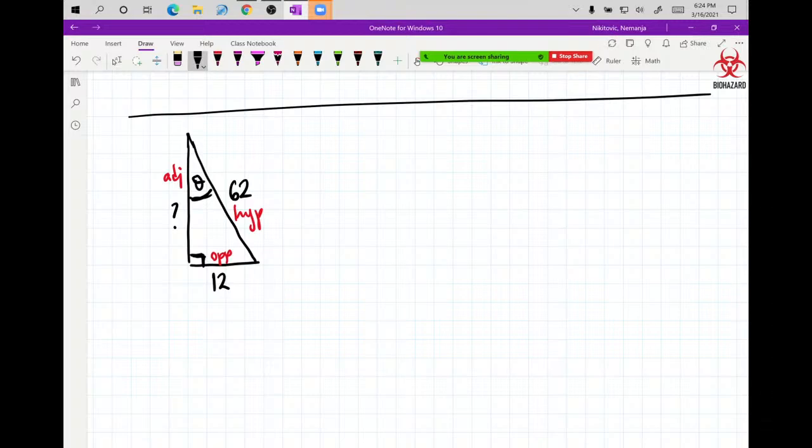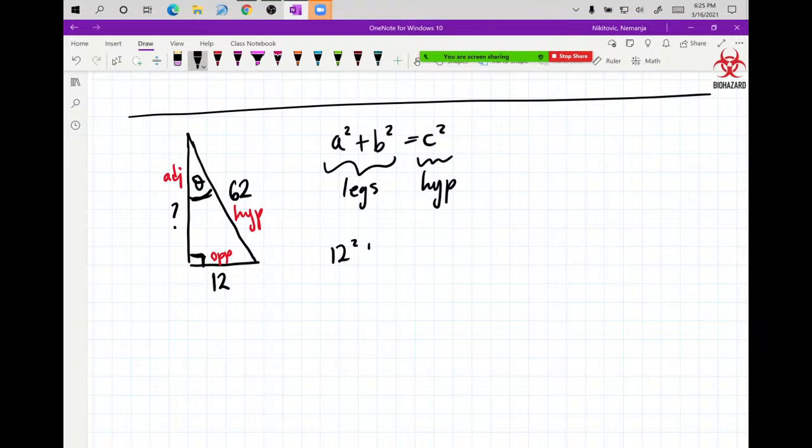Let me use the Pythagorean theorem to figure it out immediately. Pythagorean theorem, a squared plus b squared equals c squared. These are legs. This is the hypotenuse. So you know that you are missing one of the legs. It doesn't matter whether it's a or b, right? You will have 12 squared plus the unknown equals 62 squared.